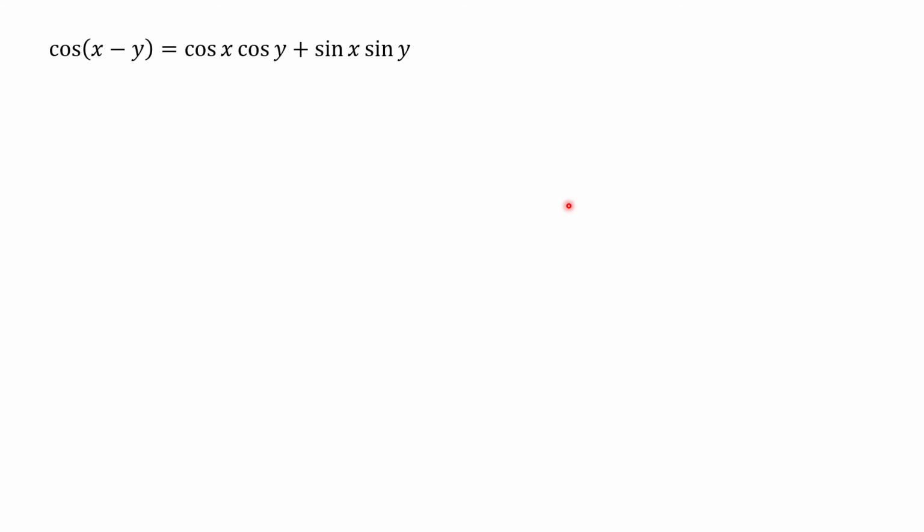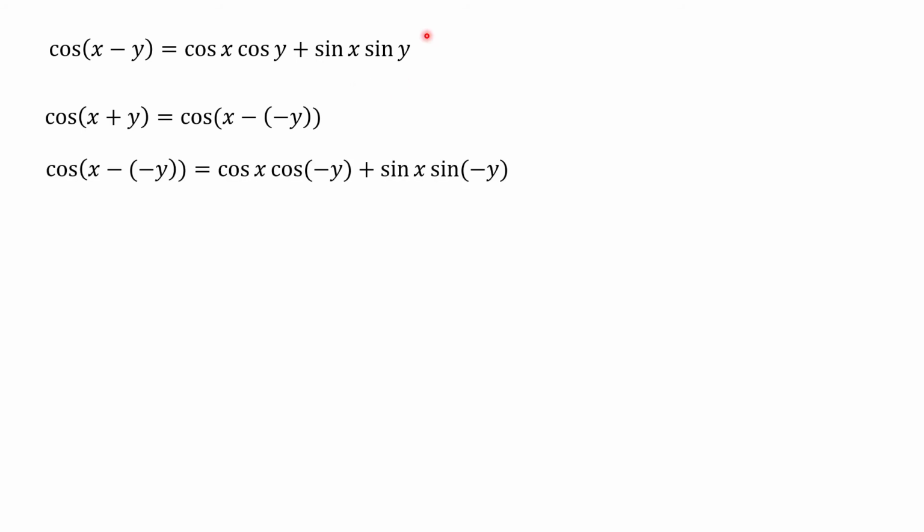And the question is, what is cosine of x plus y? What we can do, we can rewrite x plus y as x minus y. And now we got ourselves cosine of the difference between x and minus y. And we can apply the formula at the very top of cosine of the difference to this expression. The only thing we have to do, in the expression on the top, we have to replace y with minus y. And this is what we're going to get.